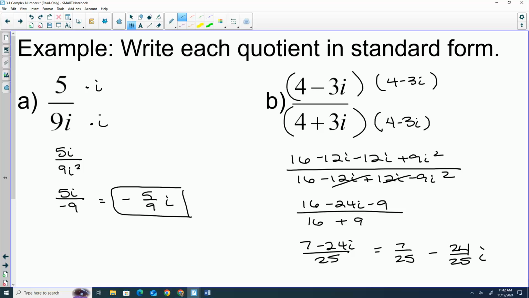Any questions there? Do we need more problems like this?